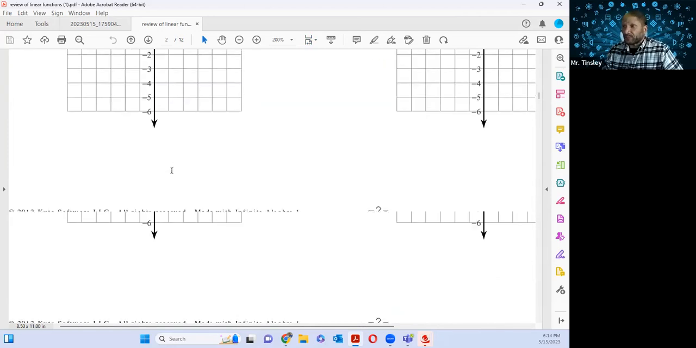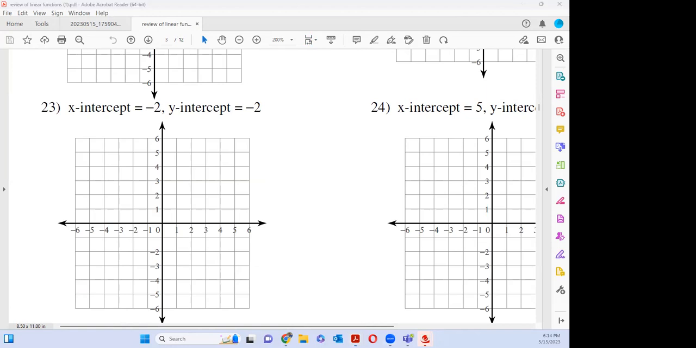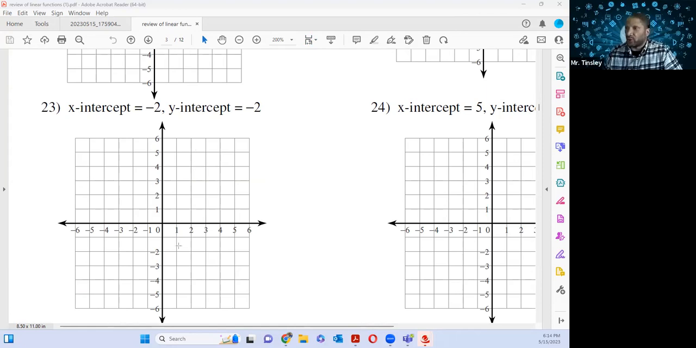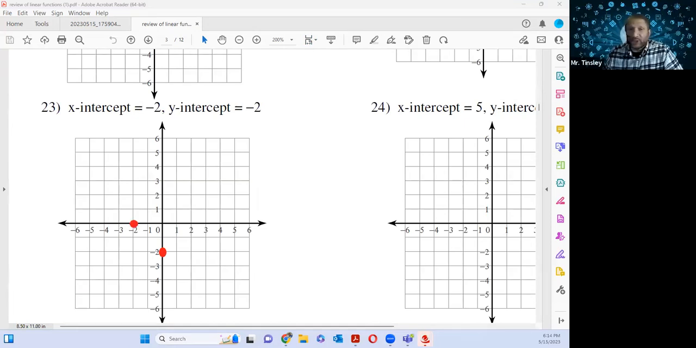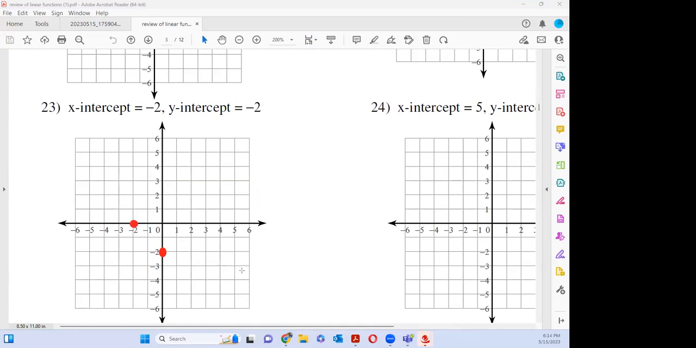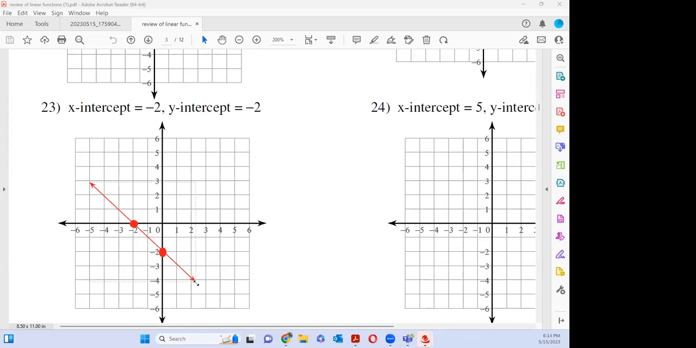Watch this. Look at that example right there. Number 23. X-intercept is negative 2. Y-intercept is negative 2. So again, you go by definition. The y-intercept is where it crosses the y-axis. The x-intercept is where it crosses the x-axis, right there. How many points do you need to make a line? 2. Do I have 2? Yes. Done.